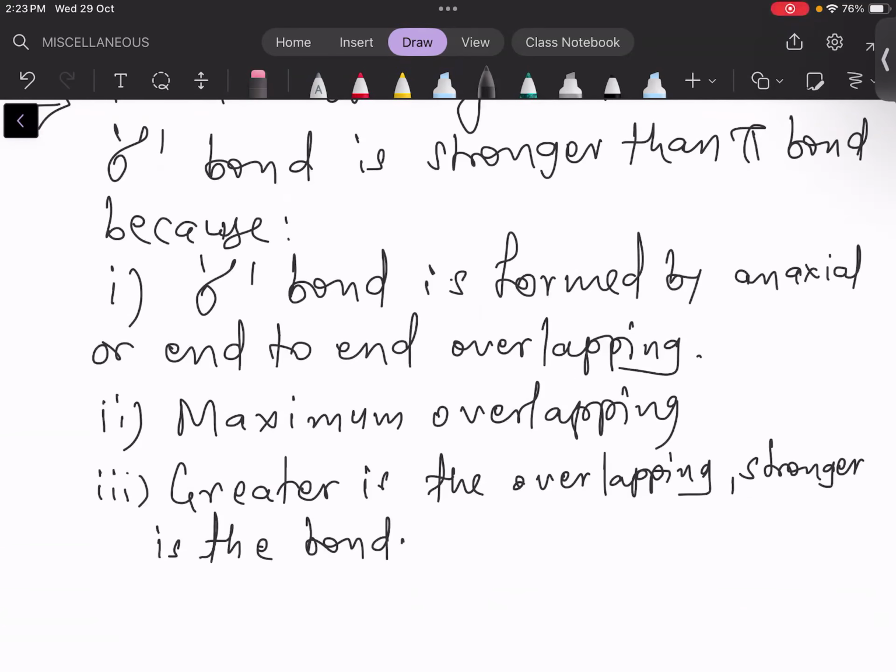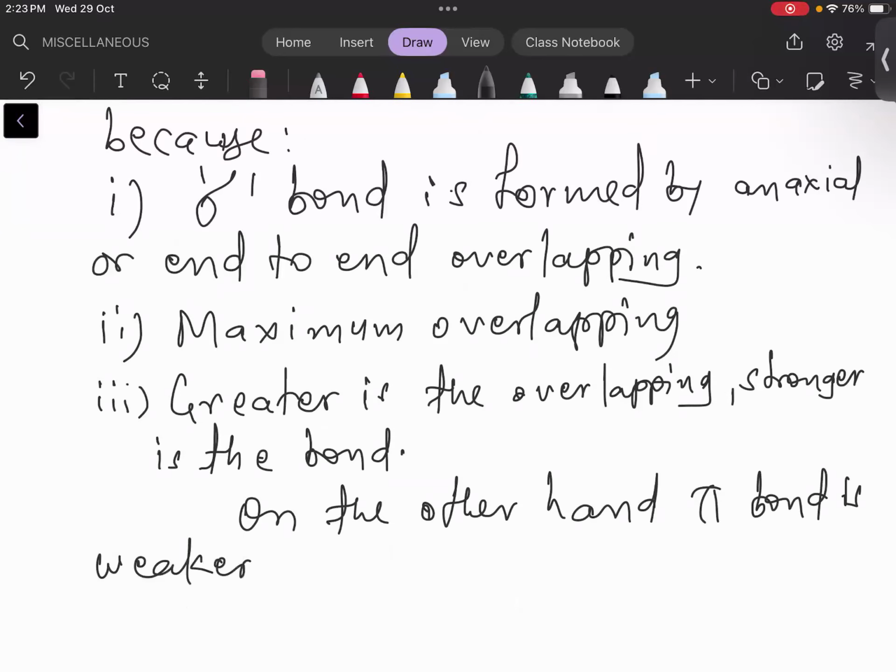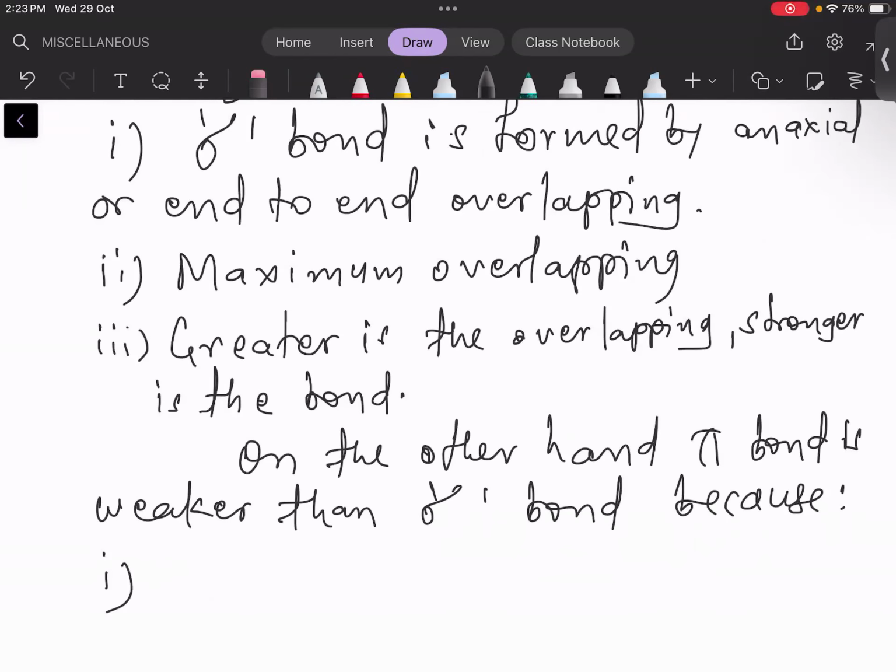On the other hand, a pi bond is weaker than a sigma bond because, first, a pi bond is formed by lateral or sideways overlapping.